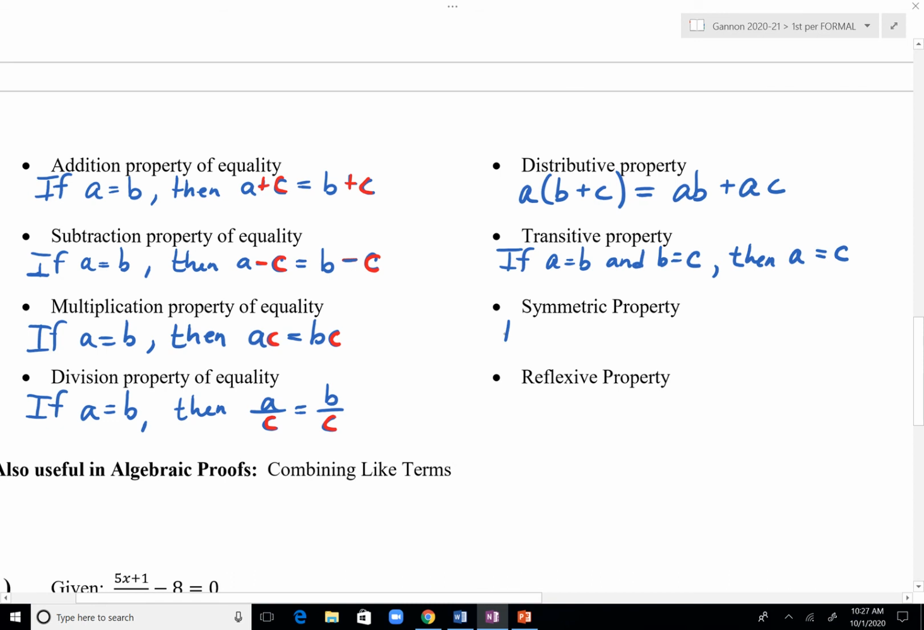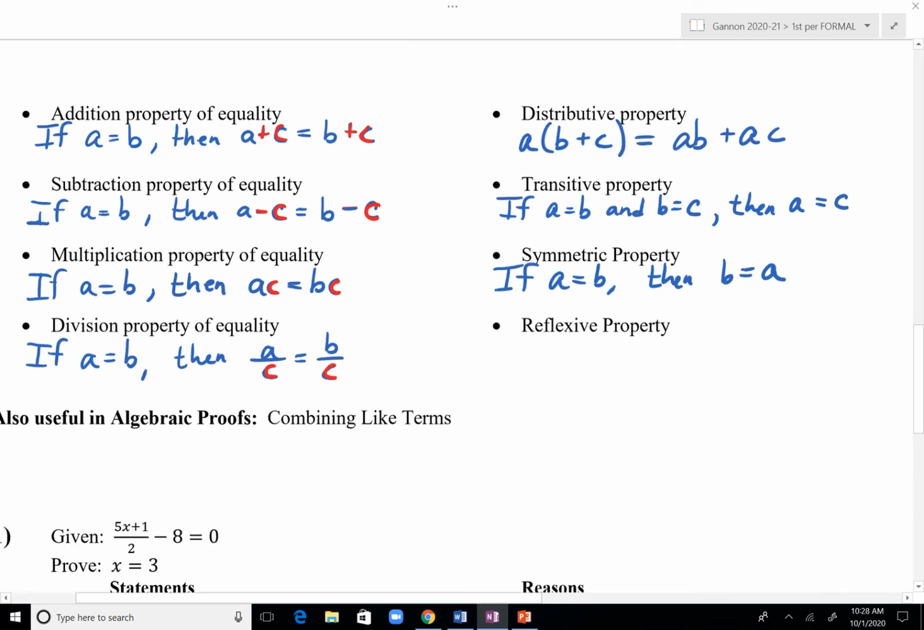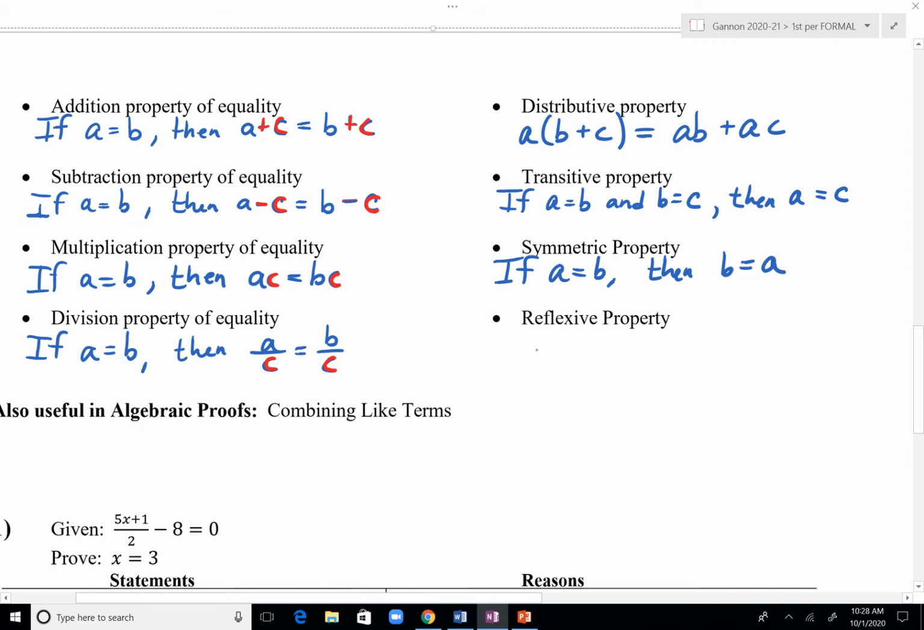There's a symmetric property that says if A is equal to B, then B is equal to A. Just basically saying you can switch the sides that the terms are on as long as you do both sides. Okay? And then the reflexive property basically just says that A is equal to A. Okay? Any value is always going to be equal to itself, and we refer to that as the reflexive property.